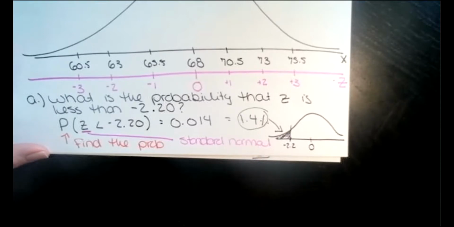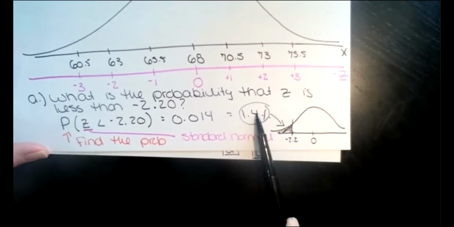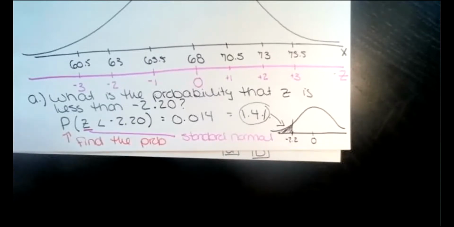Keep in mind, Minitab will always give you area to the left. So even if I put positive 2.2, which would have been up here, it would give me all of this area to the left. It wouldn't give me area to the right. So if I want area to the right, I would have to subtract the area from the left from 1, right? So if I wanted all of this area to the right here, I would take 100% and subtract the 1.4%. And that would give me all of this, okay?